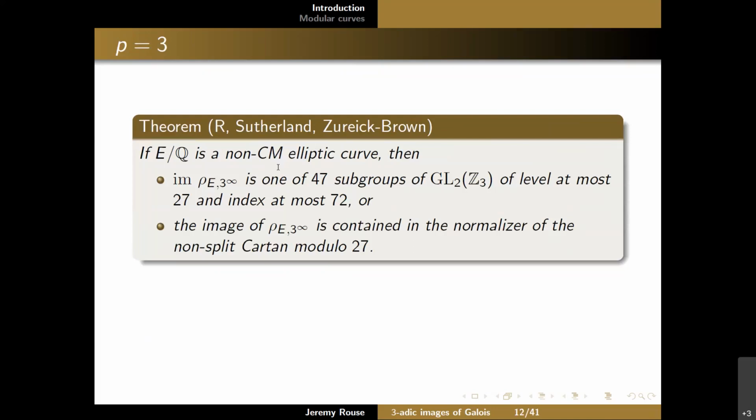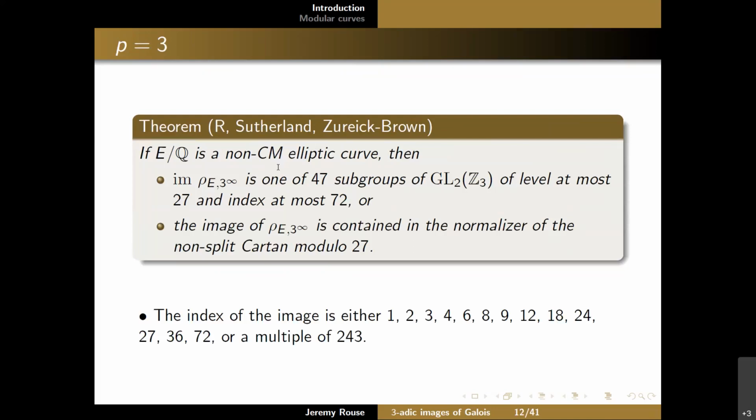We don't think there are any elliptic curves over Q that are non-CM where the 3-adic image is contained in the non-split Cartan mod 27, but we don't know. The index of the image in GL2(Z3) is either 1, 2, 3, 4, 6, 8, 9, 12, 18, 24, 27, 36, 72, or it's a multiple of 243. And the multiple of 243 corresponds precisely to the image being contained in the non-split Cartan mod 27.